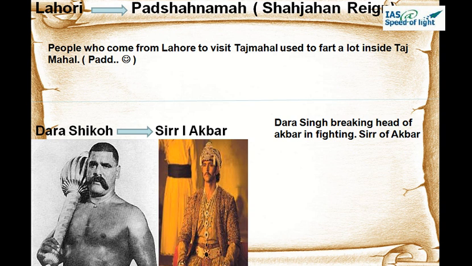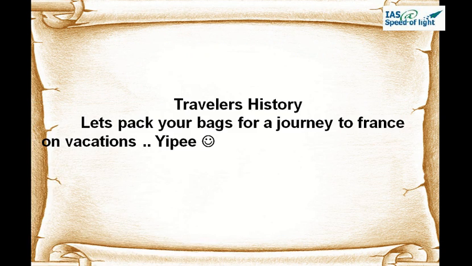Dara Shikoh wrote a book, Sire Akbar. Dara Shikoh, we already have an image, Dara Singh, the famous Pahalwan of India. So Dara Shikoh wrote a book, Sire Akbar. So Dara Singh is breaking the head of Akbar in fighting. Sir of Akbar, that is, Sir is head. So Sire Akbar: Dara Singh, in one fight with Ritik Roshan, breaks the head of Akbar. We are relating Dara Singh with the Sir of Akbar, that is the Sir of Ritik Roshan.